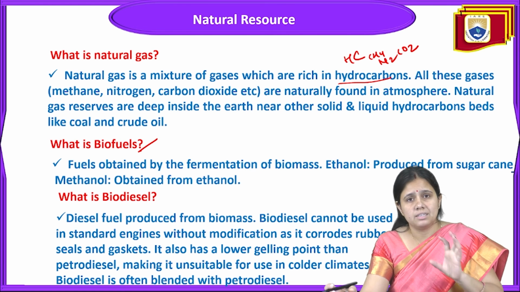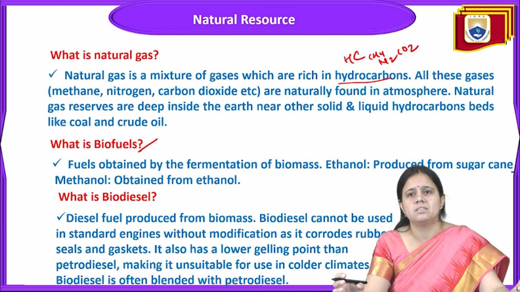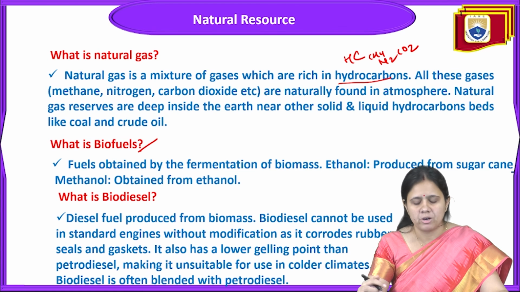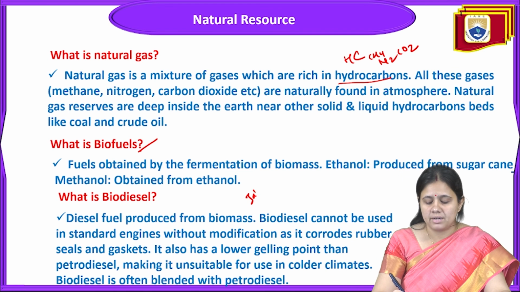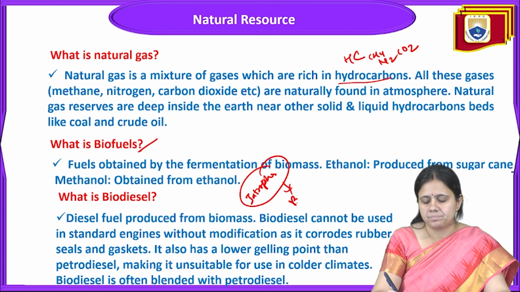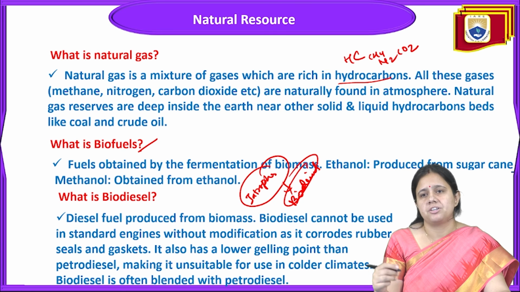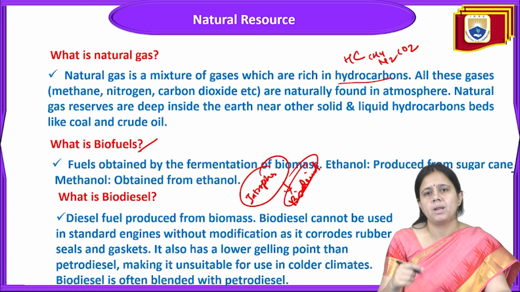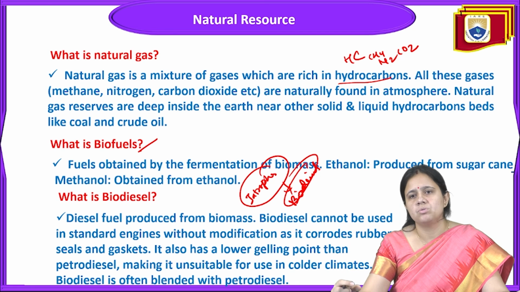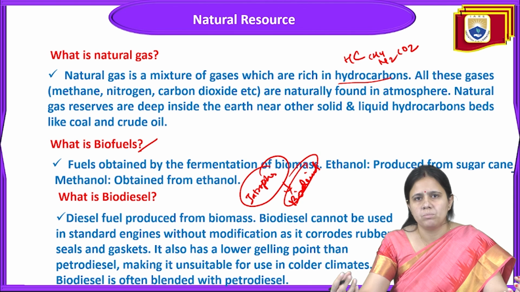In general, biodiesel is a diesel produced from biomass, and the Jatropha plant is one source. We obtain biodiesel from the plant named Jatropha. Jatropha is a very common plant. From the biomass of that plant we obtain biodiesel, and biodiesel needs some more modification.